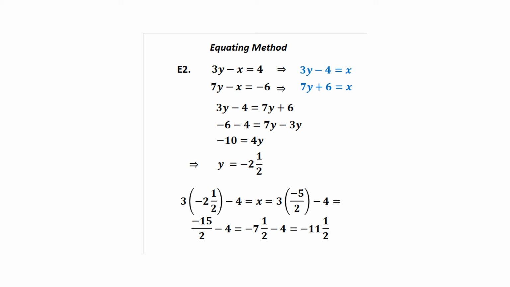Now, we'll use the top equation to solve for x. So when we plug it in, we're going to have 3y minus 4 is x. So 3 times negative 2.5 minus 4 is x is equal to, now let's put it on the right-hand side, 3 times negative 2.5 is negative 5 halves minus 4. So you got 3 times negative 5, negative 15 over 2 minus 4, and then negative 15 over 2 is a negative 7.5 minus 4. The two integers, negative 7, negative 4, that's negative 11. And you have negative 1/2, and we write it as negative 11.5.